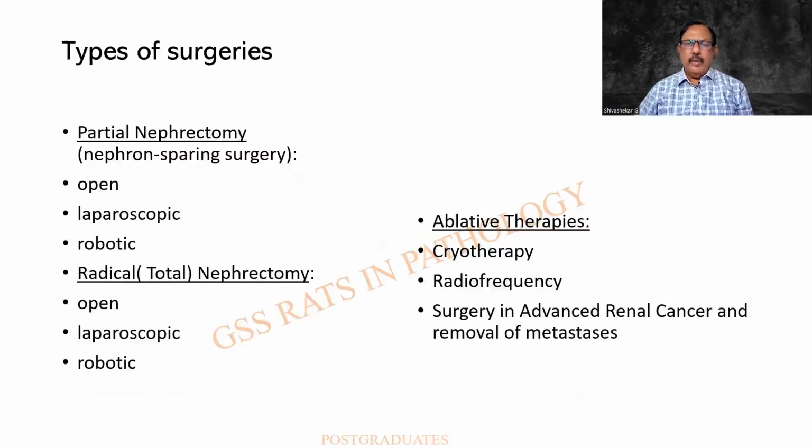Coming to the surgeries about which this class is mainly about. There are two basic forms of nephrectomies: partial nephrectomy and radical or total nephrectomy. Only two. The partial one is called a nephron sparing surgery because a good number of nephrons are retained for the functional reason. It can be an open surgery, laparoscopic, or a robotic surgery. Now this is the talk on the fashion of the day. Radical surgery again can be open, laparoscopic, or robotic.